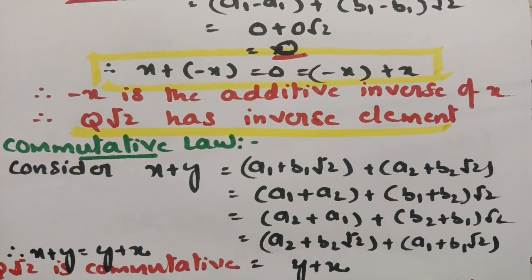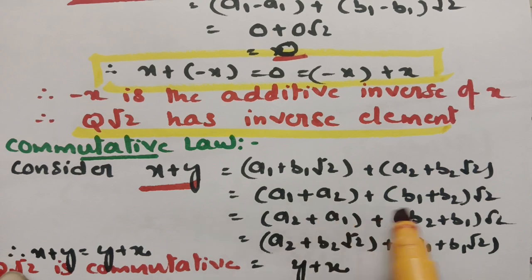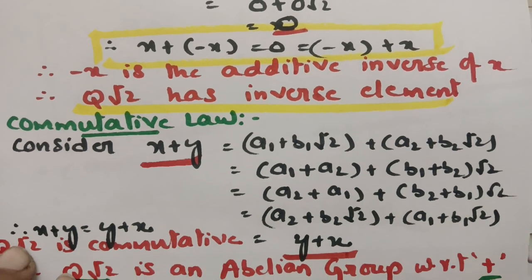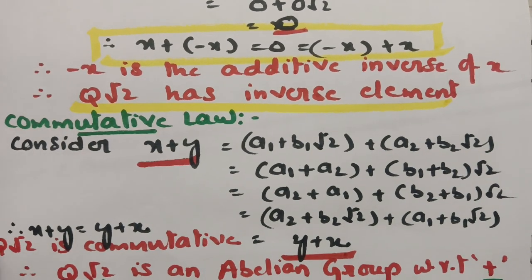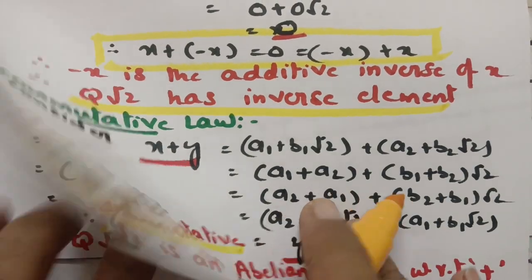For the commutative law we have to take two elements, that is x plus y. So here x plus y, I have considered, this value can be written as a1 plus a2 plus b1 plus b2 into root 2. As a1 and a2 are rationals, they satisfy the commutative law, so I can interchange. I wrote this as a2 plus a1 plus b2 plus b1 into root 2, and this can be written as a2 plus b2 root 2 plus a1 plus b1 root 2, which is equal to y plus x. This is y plus x, and therefore Q root 2 satisfies the commutative law. So I have shown that.